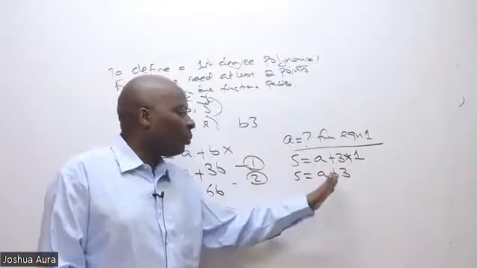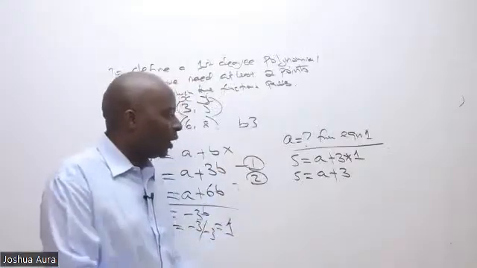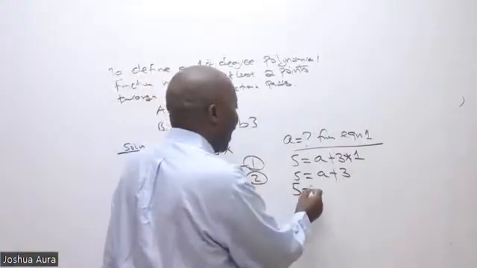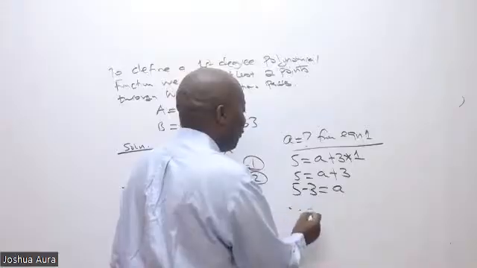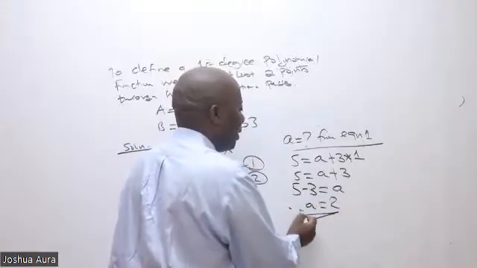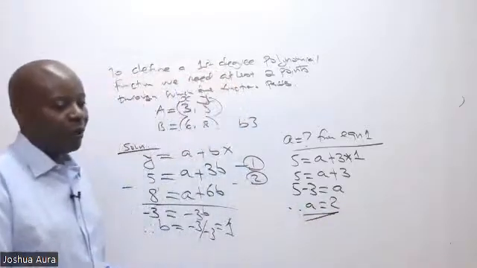So basically here it's a positive. When it passes over to the other side of the equal, it becomes 5 minus 3 equals a. Therefore, a equals 2.